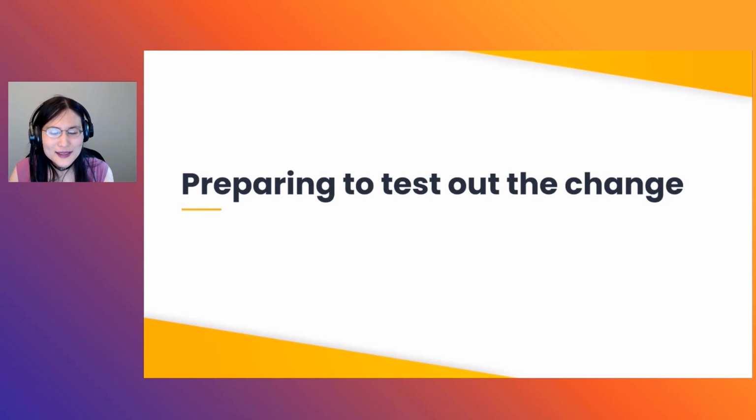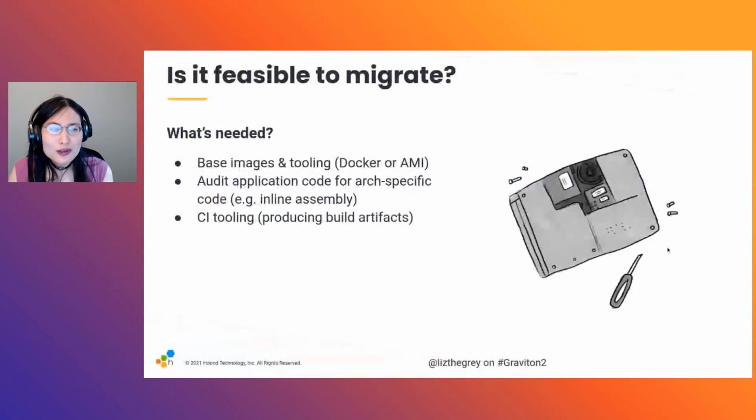So once I decided to test out Shepherd, how much effort was it to actually move Shepherd over? Well, we needed to do three things. First of all, we needed to migrate our base images and tooling. In this case, we were using Amazon Machine Images, but the same process would generally hold for moving Docker containers as well. Secondly, we had to do an audit of our application code for architecture-specific libraries and dependencies. For instance, things containing inline X86 assembly. And then third, we had to change our continuous integration and delivery tooling to produce the right architecture-specific build artifacts.